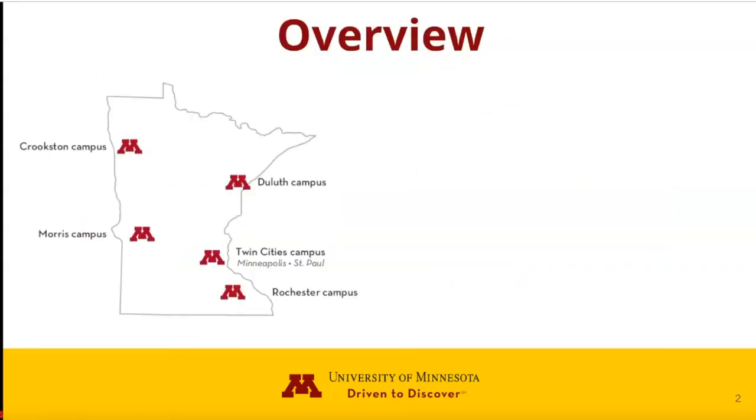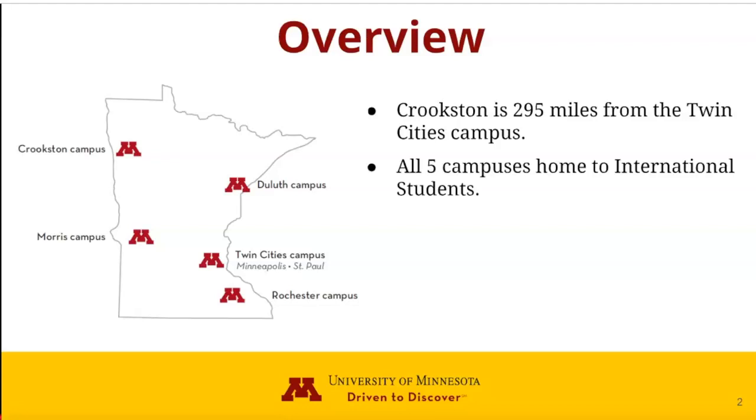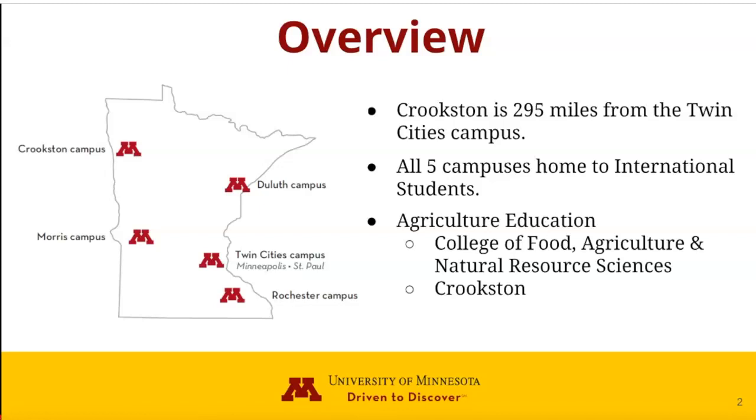Let's get started. There are 5 different campuses throughout Minnesota. The campuses are relatively spread out. For example, Crookston is 295 miles from the Twin Cities campus. All 5 campuses are home to international students. There are both different and some similar programs offered at multiple campus locations. For example, agriculture education is a major offered at the College of Food, Agriculture, and Natural Resource Sciences on the Twin Cities campus and on the Crookston campus.